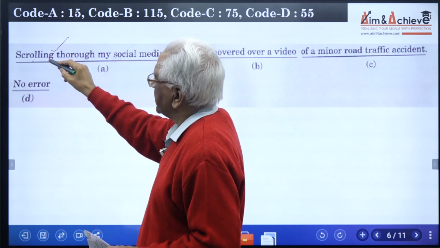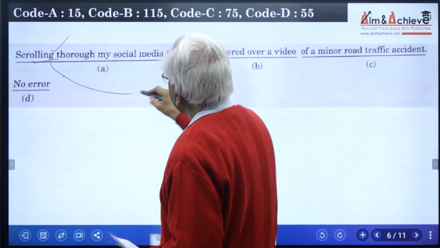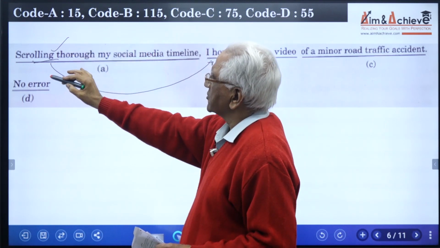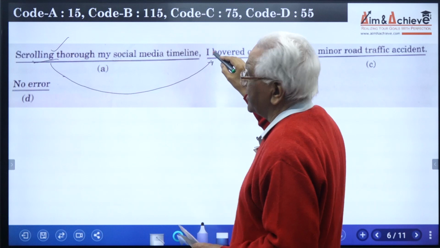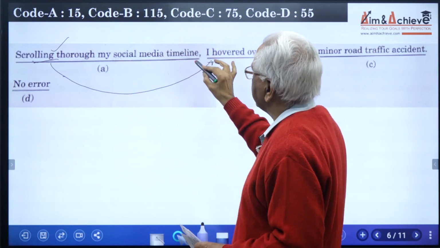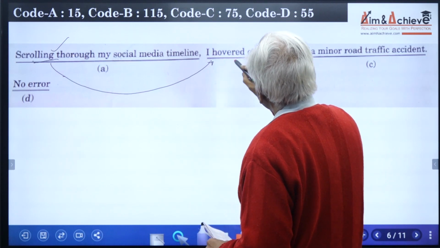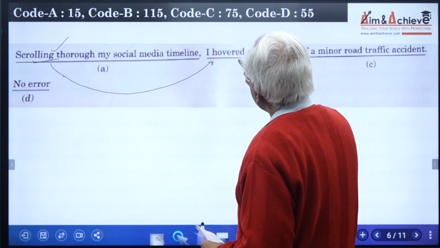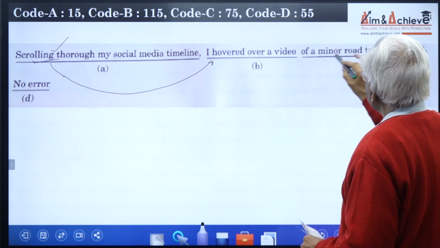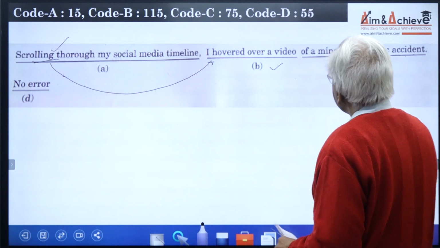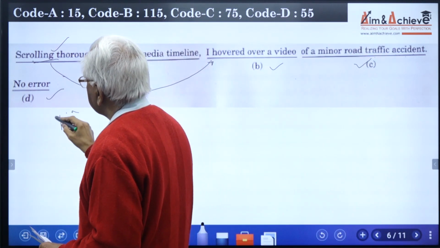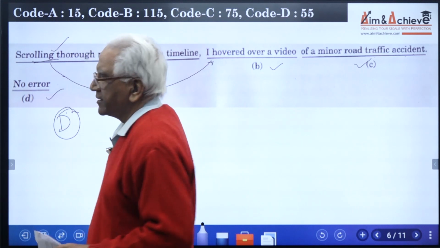Especially, we can use the present participle here, provided we have used the subject after the comma. So we don't have to say while I was scrolling, because I becomes redundant since it is coming again here. So scrolling through my social media timeline, I hovered. That means I checked, I looked into a video of a minor road traffic accident. That means this is also right, this is also right, and that means there is no error in the sentence, no error, and D is the correct option.